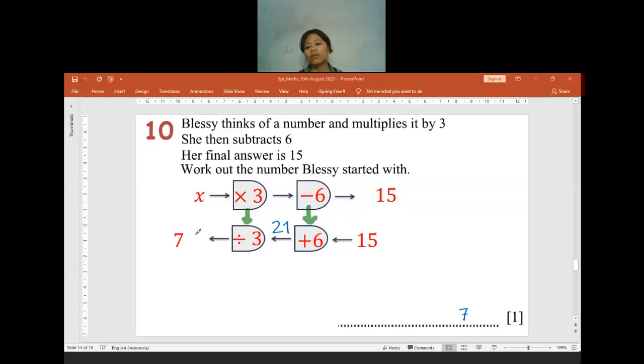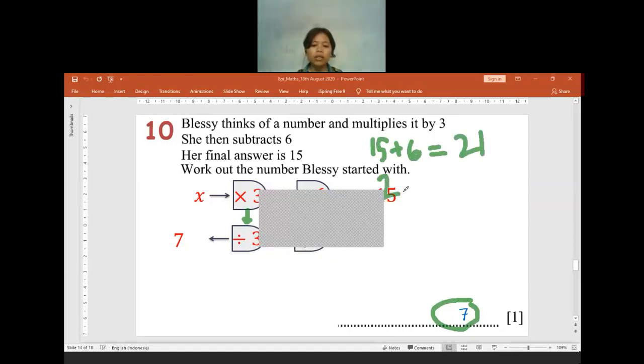You don't have to draw the function machine. I just want to see the final answer 7. This is I show you the steps. How do I get 7? Some of you only write it like 15 plus 6 is equals to 21. And then you write it on the next line, 21 divided by 3 is equals to 7. It's okay. You don't have to draw the function machine.